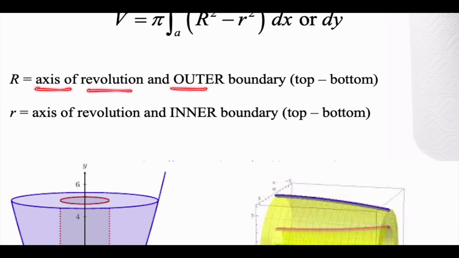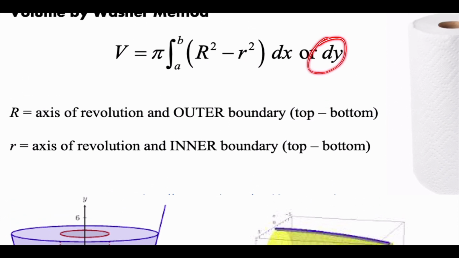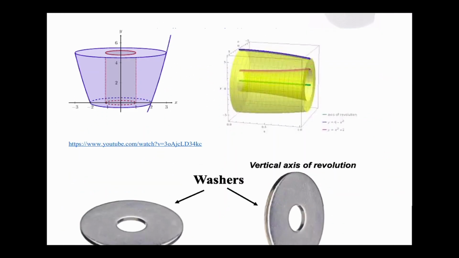This right here. One is for the outer boundary. One is for the inner boundary. Okay? Still top minus bottom or right minus left. If you're talking dy, it's going to be right minus left. Okay? Same as yesterday. All right. But like I said, the shapes are going to look different.